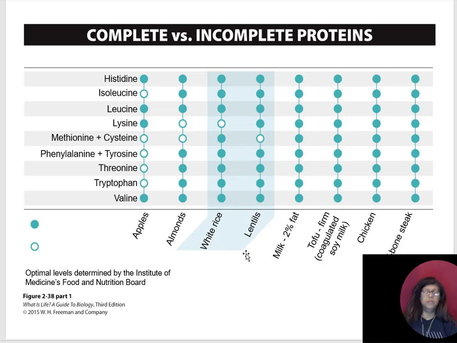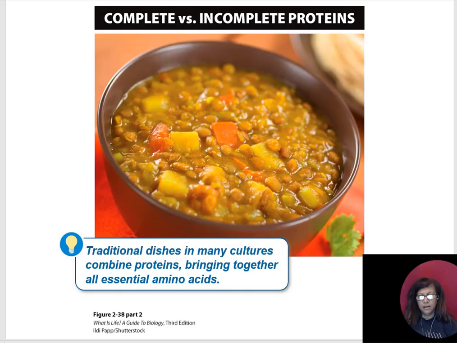Okay, so remember that. That's been known to be asked on the exam. And that's why we see rice and lentils as traditional dishes in so many cultures around the world, on this combination of different incomplete proteins coming together to provide all the essential amino acids.